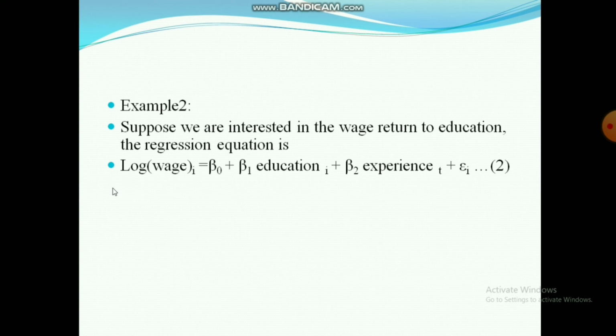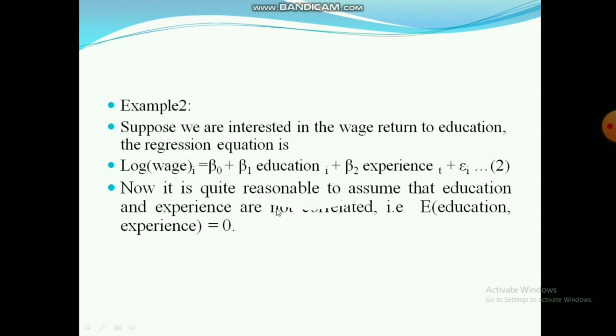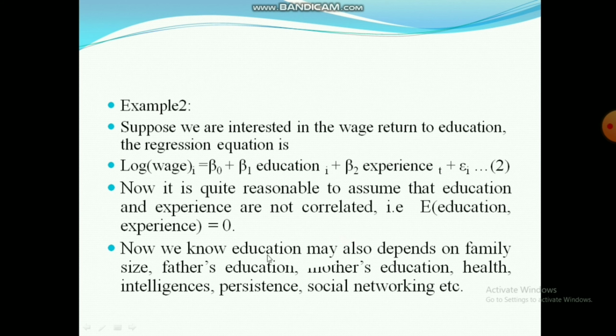Now, giving example 2, suppose we are interested in the wage return to education and experience. Suppose the regression function is like this: log of wage equals beta 0 plus beta 1 education plus beta 2 experience plus error term. Now, it is quite reasonable to assume that education and experience are not correlated, that is, the expected value of education and experience equals 0.